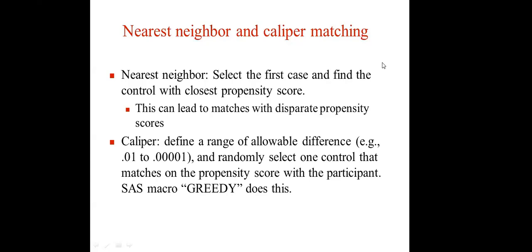And caliper is to define a range of difference and randomly select one control that matches on the propensity score of that participant. In a large data set, you'll probably find several in the other group with a similar score. And instead of doing it at random yourself, if you use SAS, you can have a macro called greedy, that is called greedy matching, and it takes care of that for you.